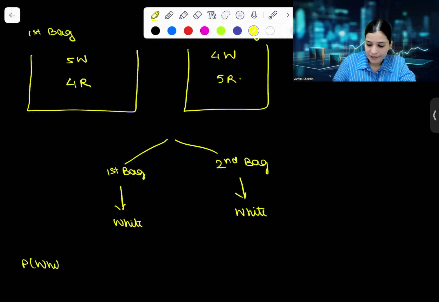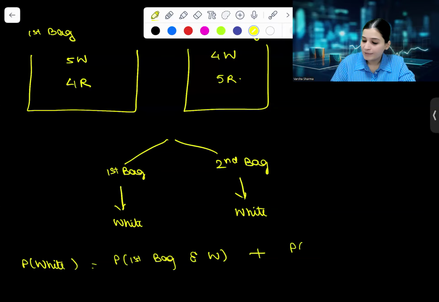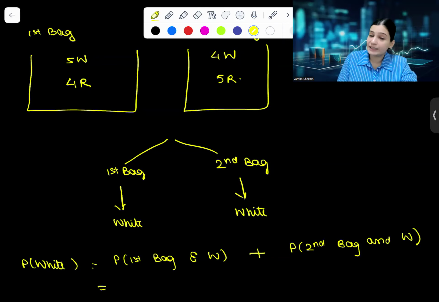So probability of first bag and white ball, or probability of second bag and white ball. First you need to select the first bag. There are two bags. What is the probability that the first bag will be selected? 1 by 2. There are two bags, you need to select the first one, 1 by 2. We got the first bag selected.